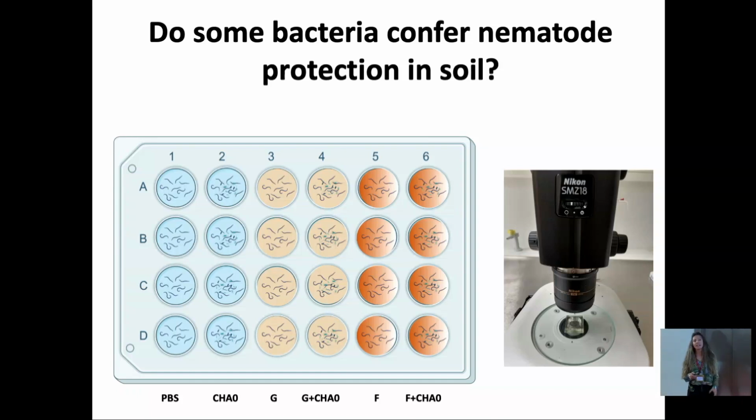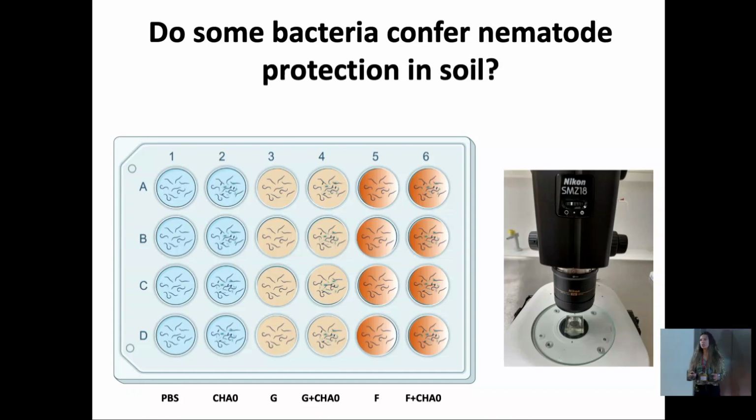So we surface sterilized these juveniles and exposed them to different treatments. That was either PBS as a sterile control, then we also used bacterial strain Pseudomonas protegens CHA0. We also extracted microbiomes from 2 soils, G, Geisenheim, and F, Flakeberg. And additionally, we amended these soil suspensions with bacterial strain CHA0.